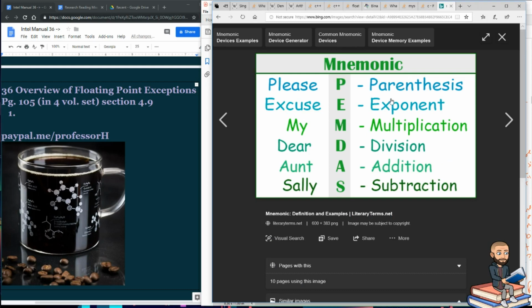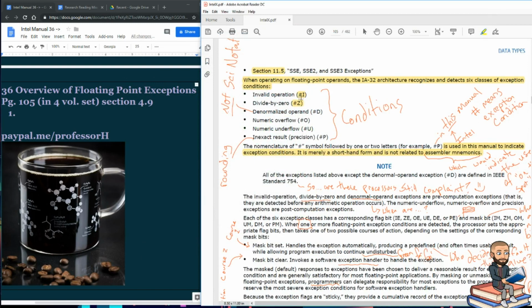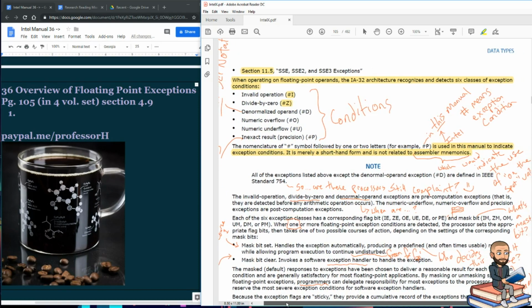Now, I wonder if there is a mnemonic like our classic, please excuse my dear Aunt Sally. I wonder if we could make one of those out of IZDOUP in order to better memorize all the 6 classes of exceptions that exist. Extra credit if you could come up with one there and post it in the comments.